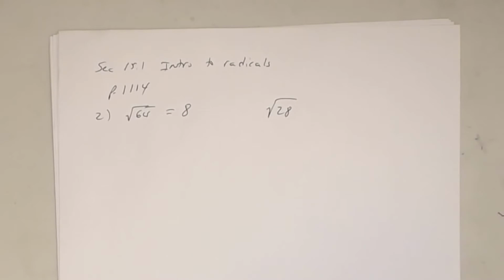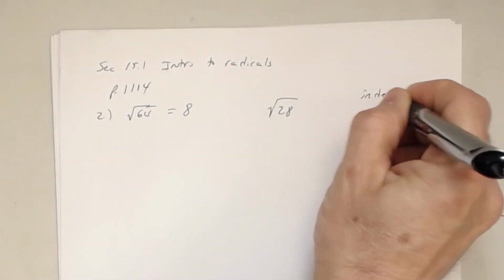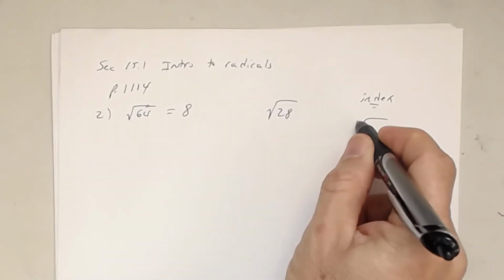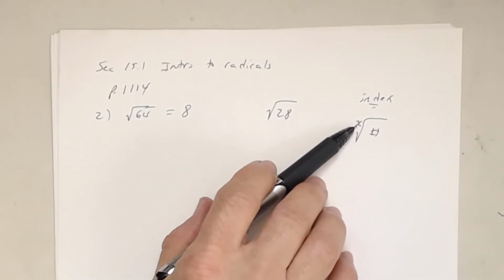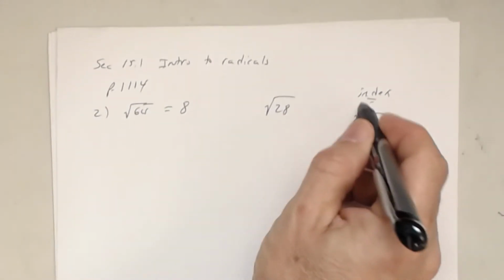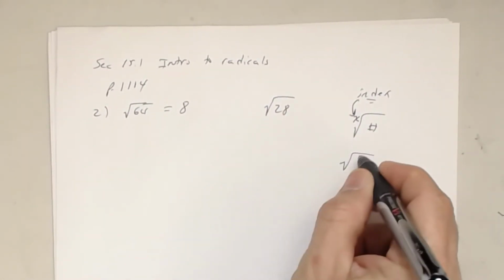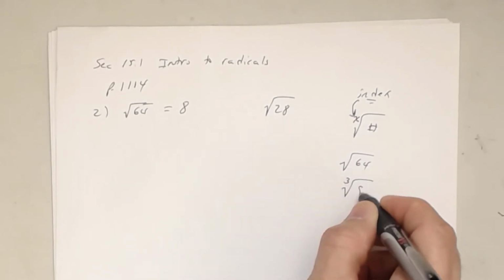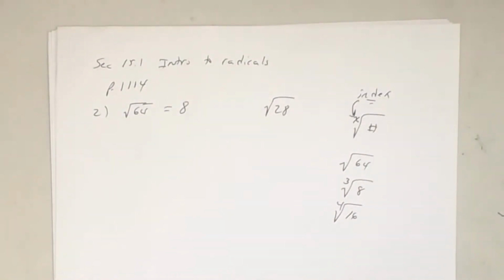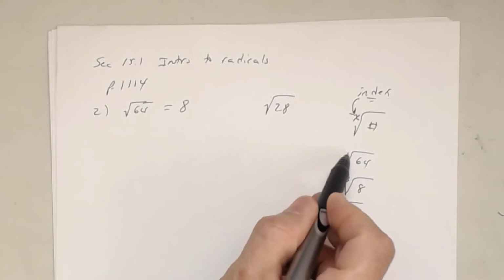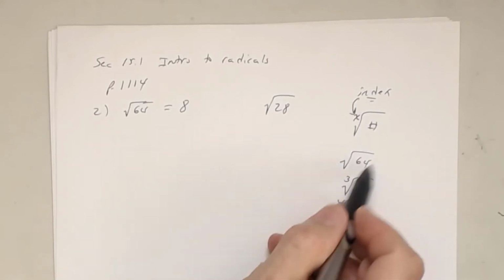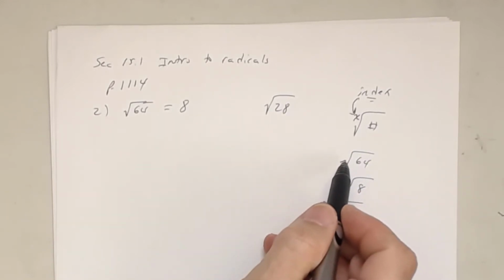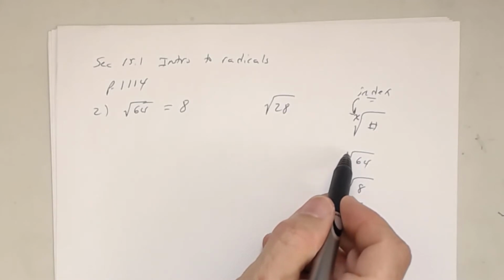The index. All right, so the index is this value right here. That's called your index. So I could have this, I could have this, I could have this, and so on. If you don't see a number here, what's that understood to be? How do you read this? Square root. This index is understood to be a 2.